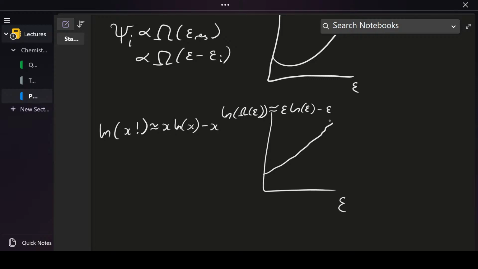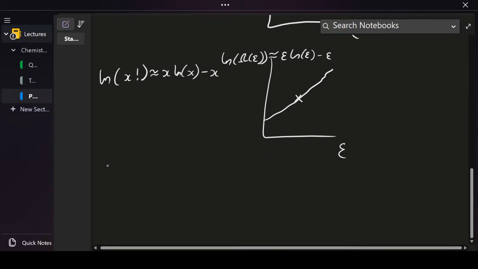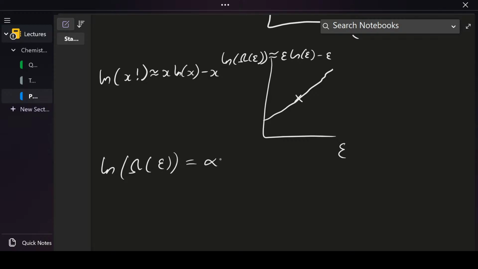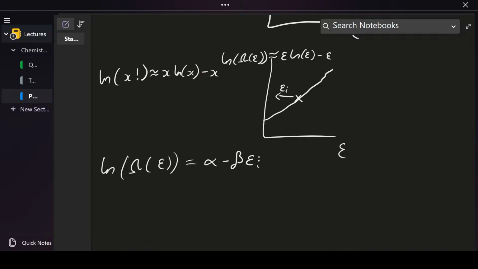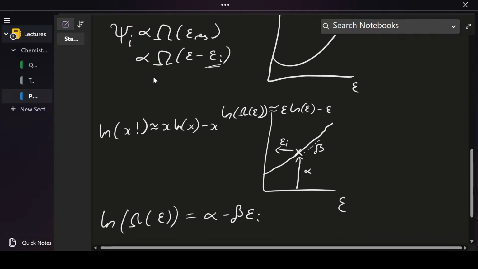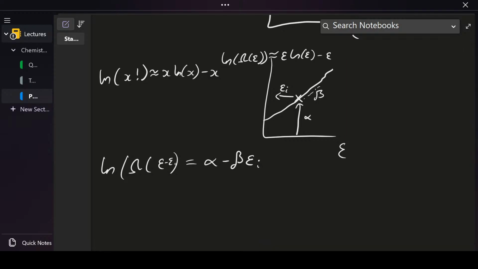And so what we can do is approximate this as a straight line of the form: if I've got ln omega of epsilon, I'm going to call this alpha, and then I'm going some distance epsilon I away from this when I'm subtracting epsilon I here, and so I can subtract beta times epsilon I, where alpha is the height at this point, and beta is the gradient of my slope.